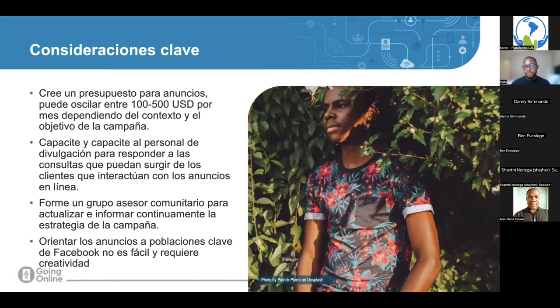Anywhere between $100 to $500 would suffice depending on the objective, as well as the amount of people that you want your campaign to reach. Empowering and training outreach staff to respond to queries is also important, as they may come across people on the ground that have seen campaign content online, and they should be in a position to be able to answer questions where necessary. It would also be advisable to form a community advisory group that can help to continually refresh and inform the campaign strategy, because Facebook Ads Manager equips us with metrics that we can use to continue to improve the performance of the campaign over time.